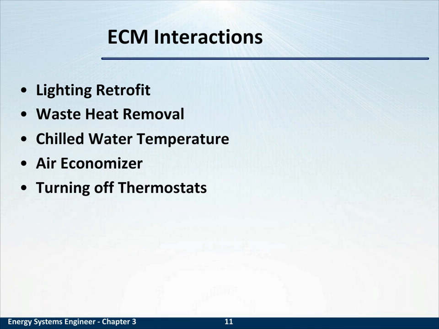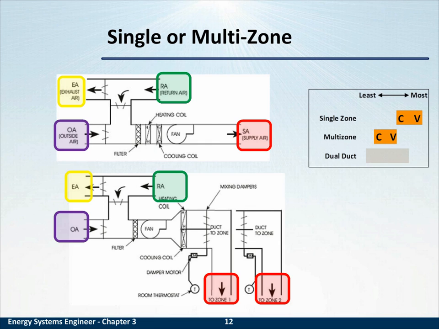So here is just a snapshot of other energy conservation measures that can have an interactive effect in HVAC. As we discussed system types earlier, we broke into decentralized versus centralized system types. Under centralized, we had considerations including, first, the number of zones, and second, constant volume versus variable volume. Let's look at single versus multiple zones first.